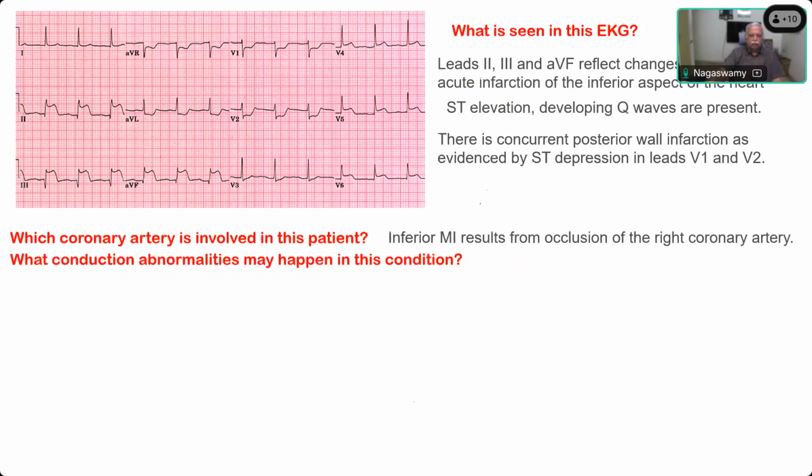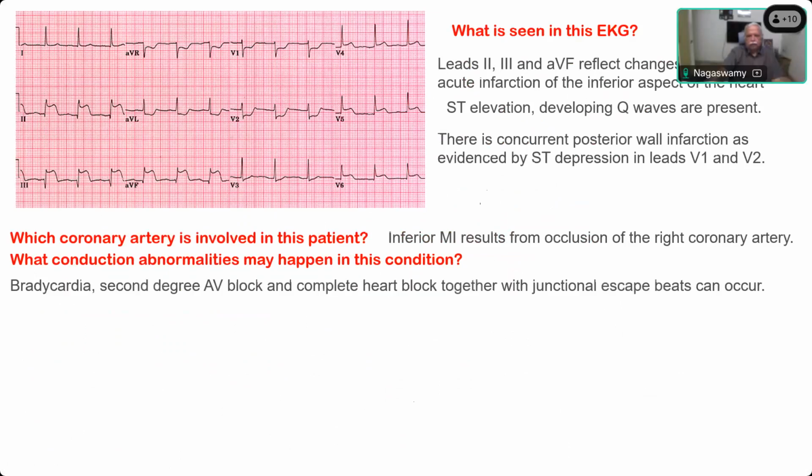What conduction abnormalities may happen in this condition? If the patient has a right coronary occlusion, what conduction abnormality can happen? AV block. Yes. Bradycardia secondary to AV block and complete heart block together with junctional escape beats can happen. Very good. So bradycardia, because the sinus node is mostly supplied by the right coronary. The patient can have bradycardia.